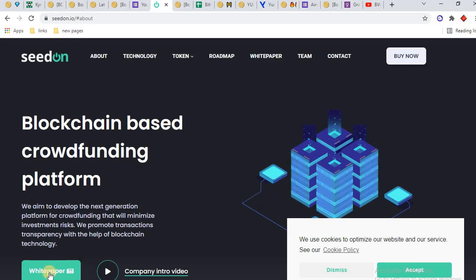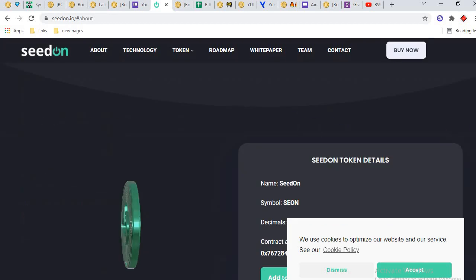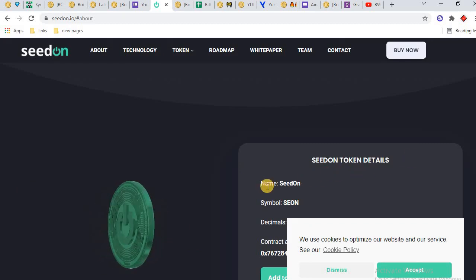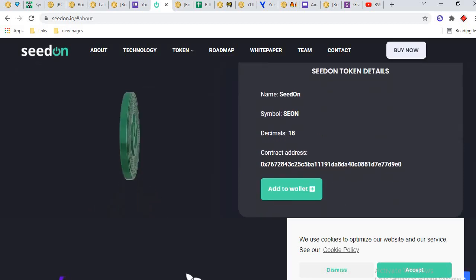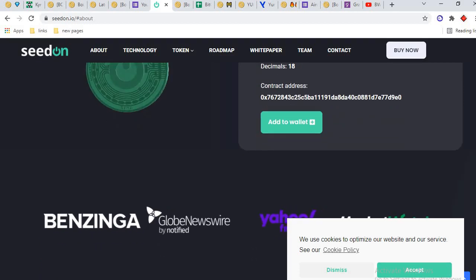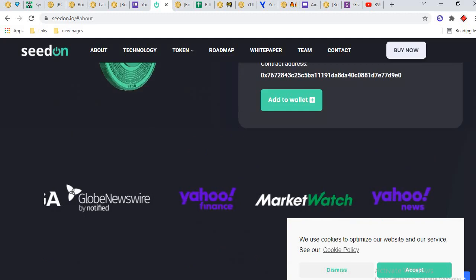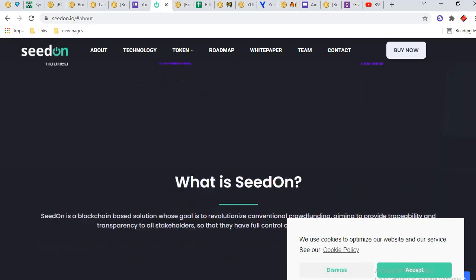This is the white paper detail of this project. And this is the intro video of this project. You can also watch it. And this is the detail of the token: name SeedOn, symbol SEON, decimal 18, and this is the contract address. The project is based on Binance Smart Chain, and these are the social features.